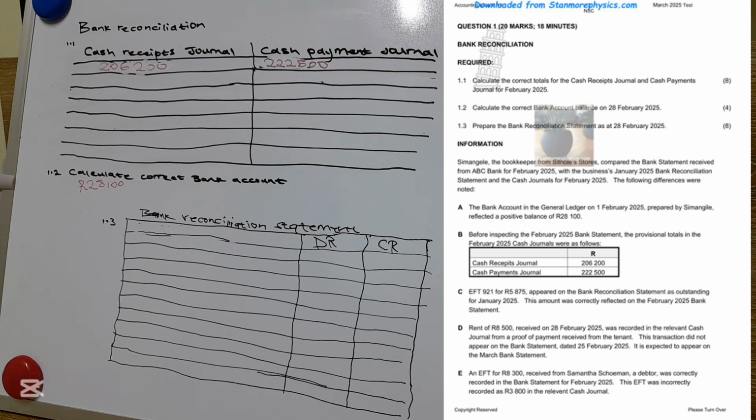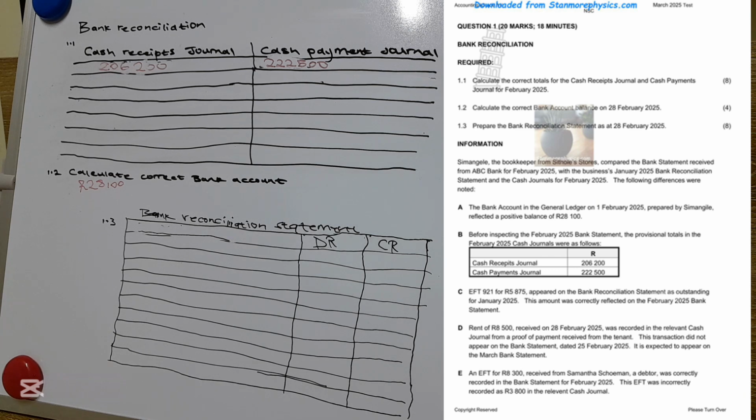And then we go to information number C. EFT 921 for 5,875 appeared on the bank reconciliation statement as outstanding for January 2025. This amount was correctly reflected on the February 2025 bank statement. Whenever they say that this amount was correctly reflected on the bank statement, meaning we have nothing to do with this amount, because this amount already appeared on the bank statement. So we skip this one to number D.